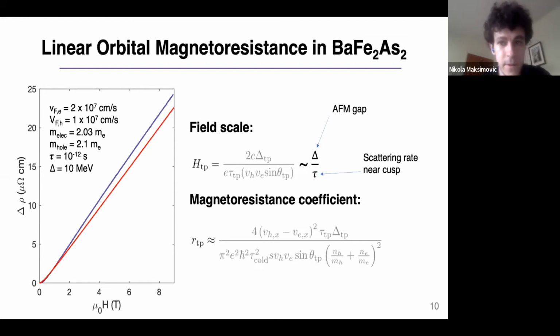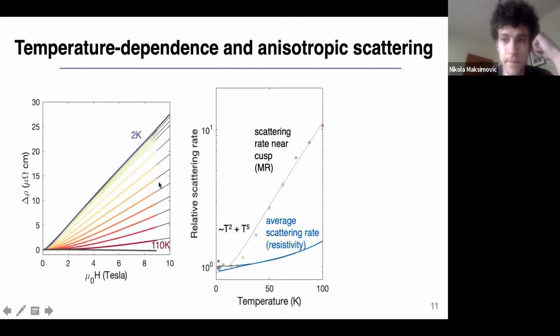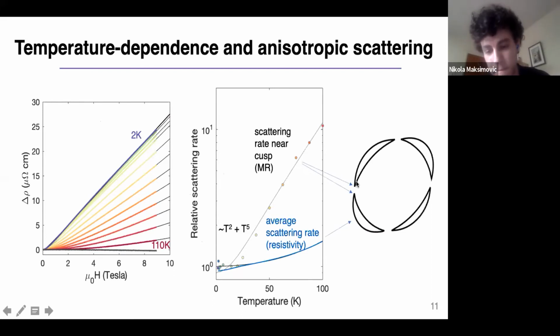So you can see this when you do temperature-dependent measurements and extract the scattering rate from the magnetoresistance as opposed to the overall resistivity. The scattering rate near these cusps, near these nesting points on the Fermi surface, increases much more rapidly as a function of temperature. And this is kind of expected. As you increase temperature, spin density waves will be excited, and they cause higher scattering at points that are nested by the antiferromagnetic order.